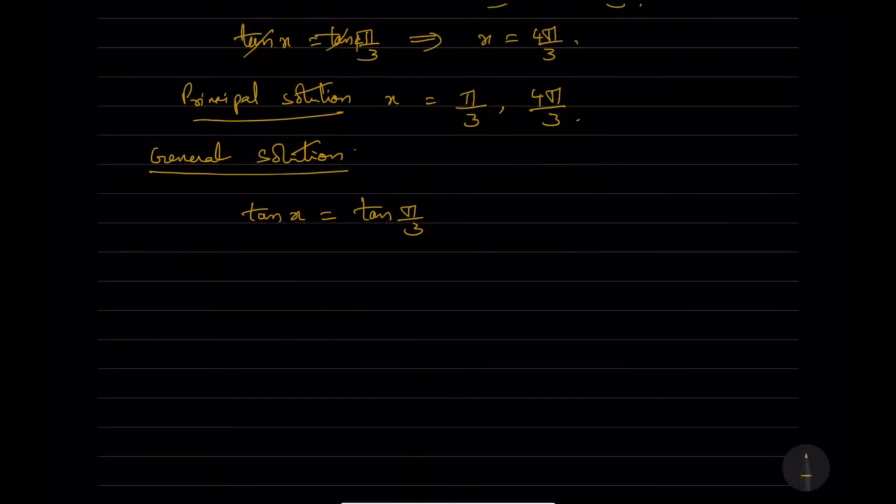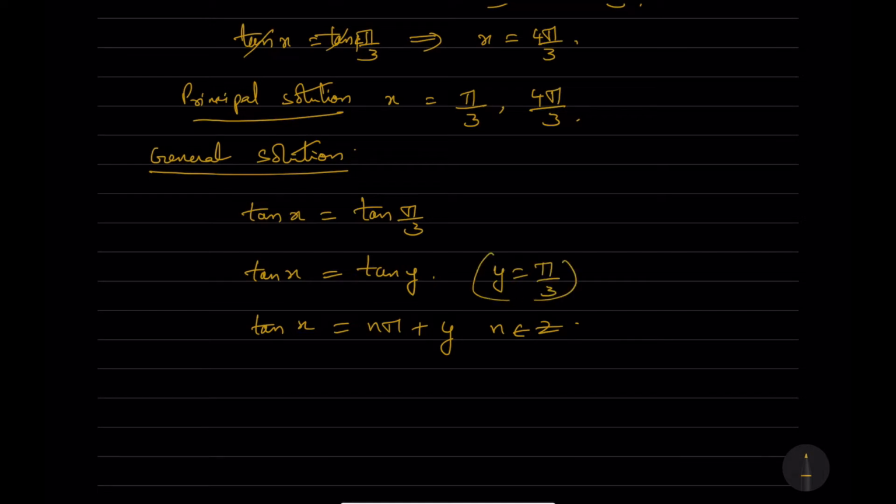So for the general solution, we are having tan x is equal to tan pi by 3. So we can use the tan x is equal to tan y formula, which gives x is equal to n pi plus y for n belongs to z. Here y is equal to pi by 3. So therefore x is equal to n pi plus pi by 3, for n belongs to z. So this is the general solution for the given problem.